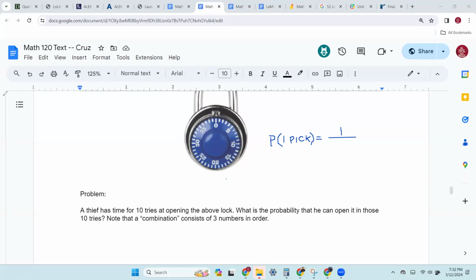So then this is going to be, oops, I'm sorry, it's P, because it's permutations. So we got 40 numbers to pick from, and we're picking 3.